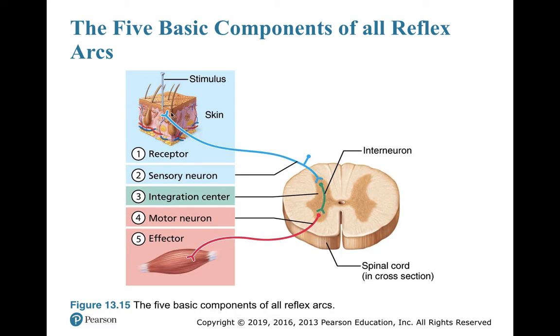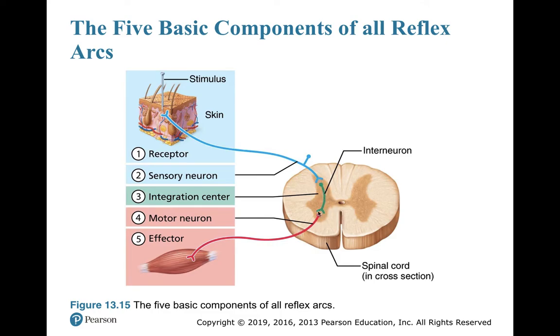So we have a receptor, which passes that information to a sensory neuron. That sensory neuron talks to an interneuron, which will be the integration center. And in the case of this reflex, that neuron passes the information to a motor neuron, which causes the muscle to contract. And that's a simple 3-chain pathway with one interneuron, a sensory neuron, and a motor neuron.